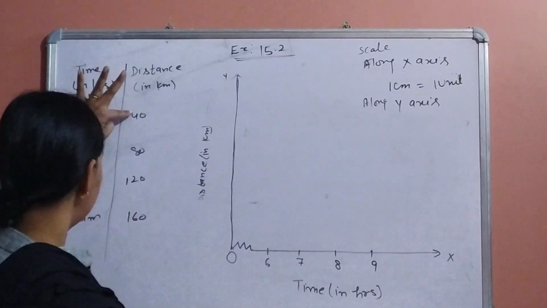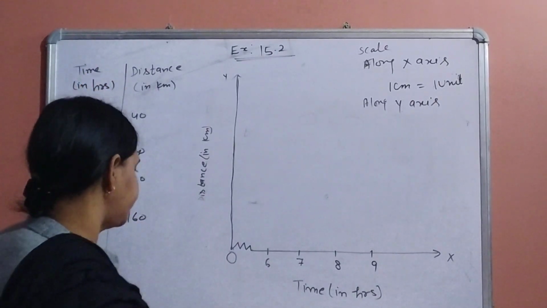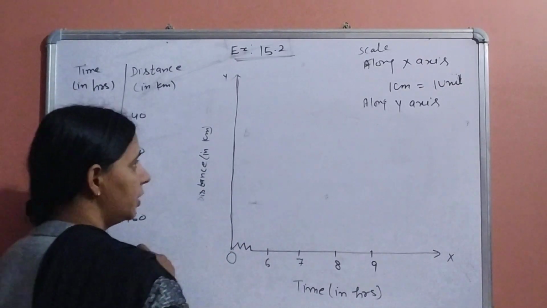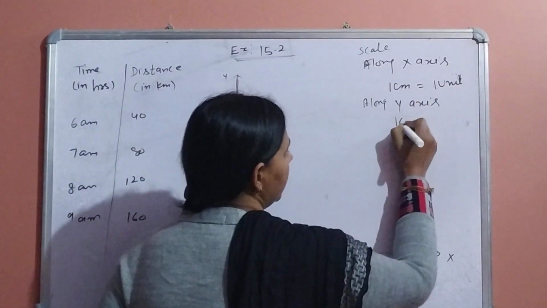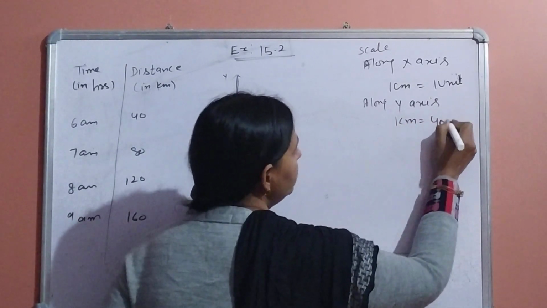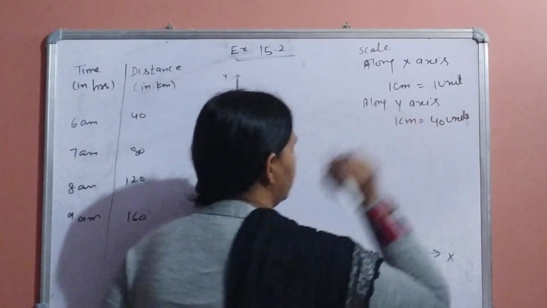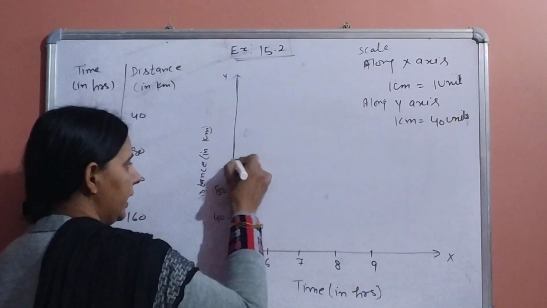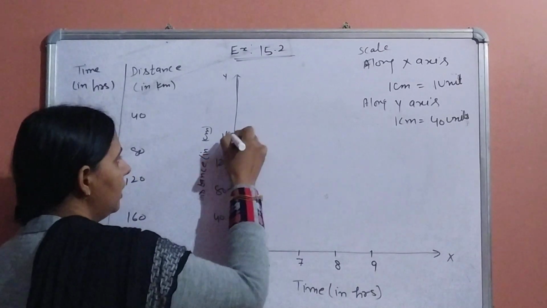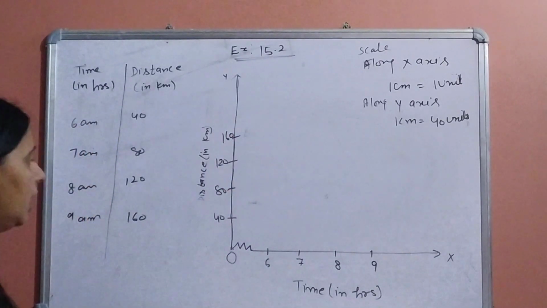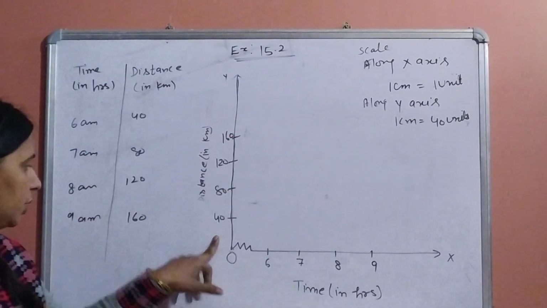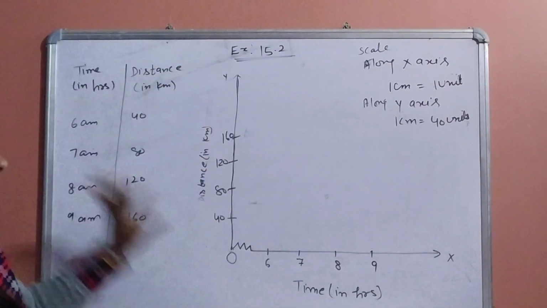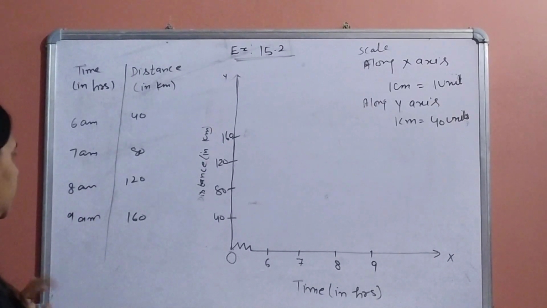This kink means values 0 to 5 are included in this zigzag line. Now distance is given: 40, 80, 120, 160. Okay, for distance there is a gap of 40 each time. So along the y-axis we are taking the scale 1 centimeter is equal to 40 units. So this will be 40, 80, 120 and 160. Here we need not put the kink, because this 1 centimeter is 40 units, and all units are equal to 40.